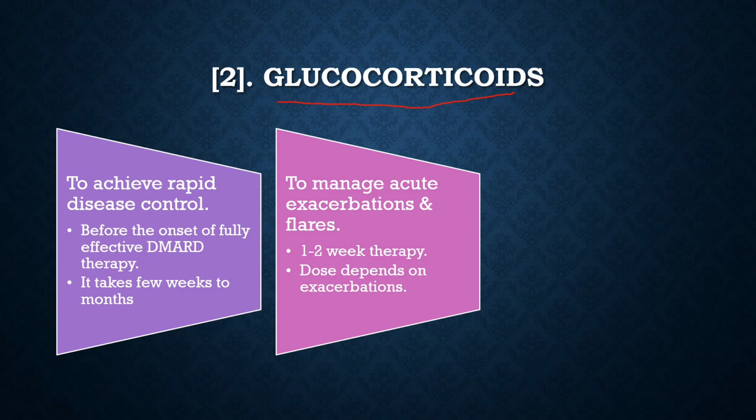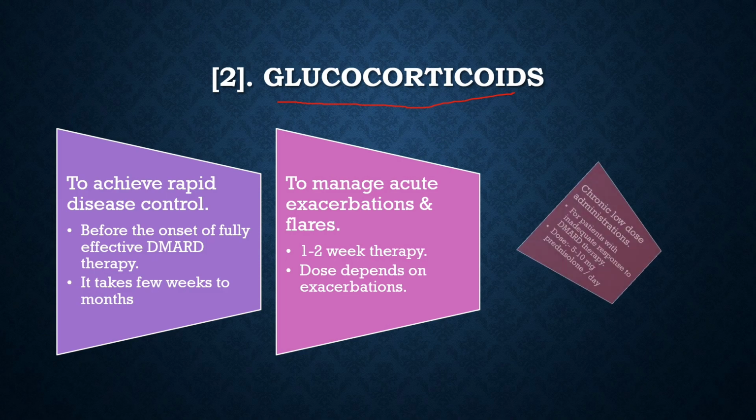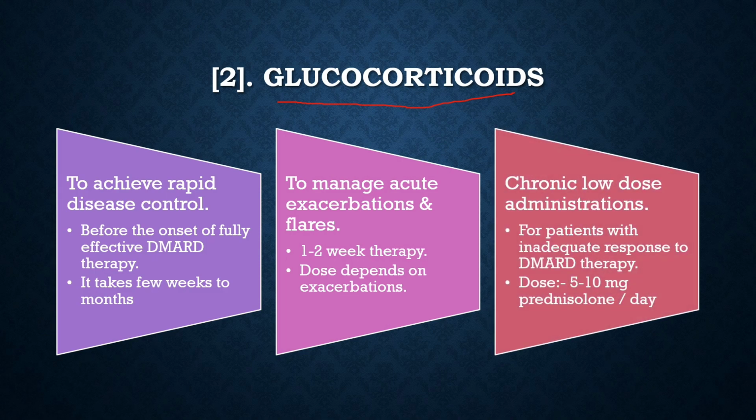The dose depends on the exacerbation and it should be given for a small period of time, like 1 to 2 weeks. A third condition when the glucocorticoids are used in rheumatoid arthritis is chronic low dose administration for the patient with inadequate response to DMARD therapy.